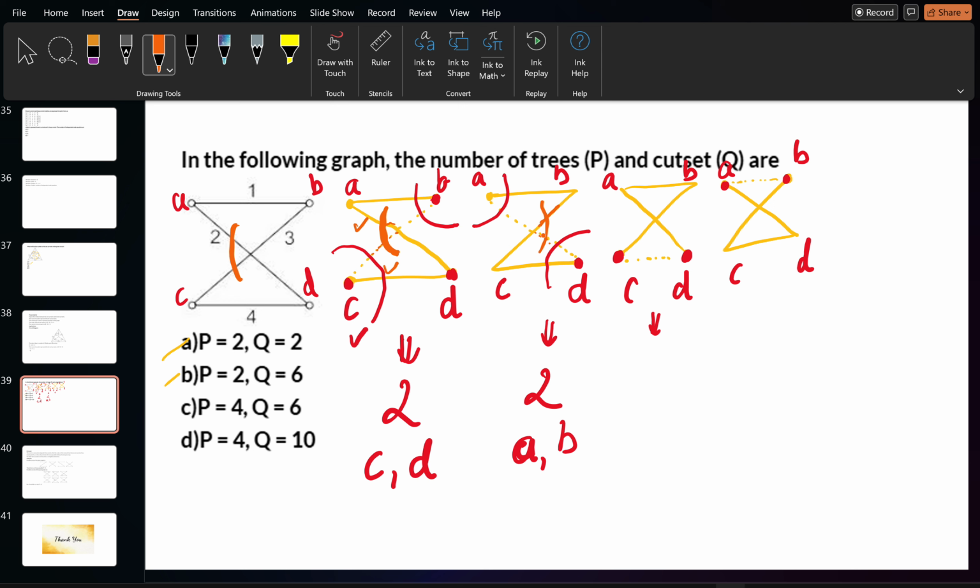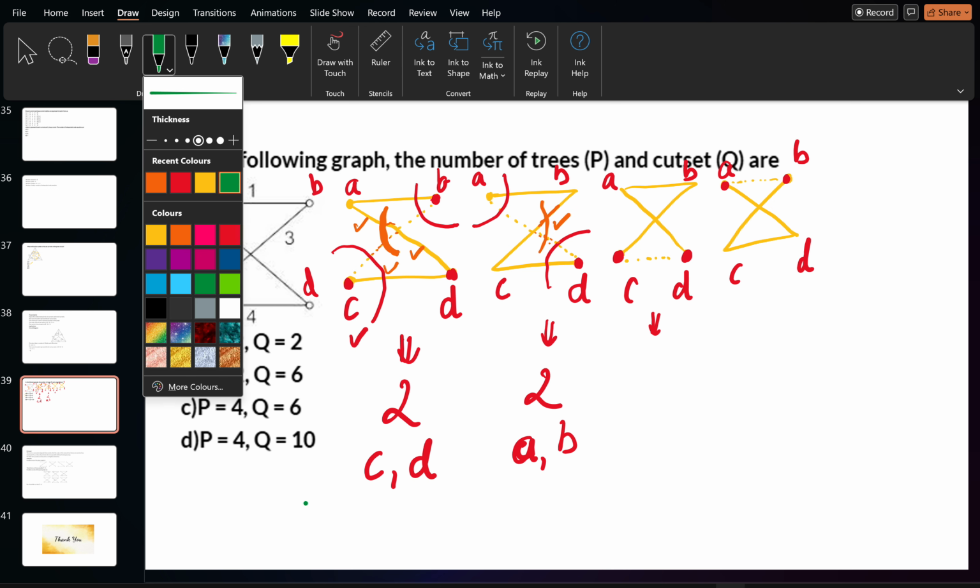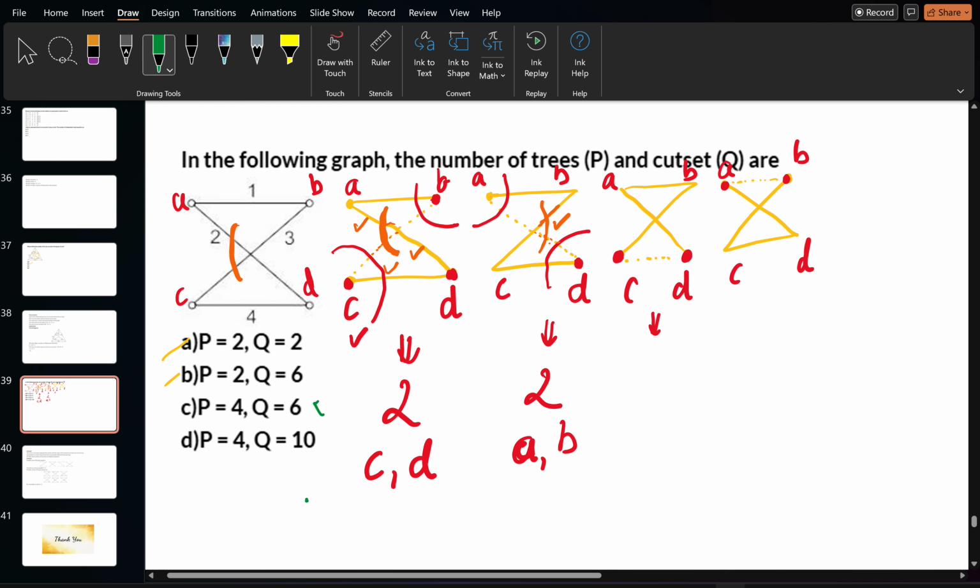One twig here, one link here. That's why two cut sets are possible, one here, one here. So that's why its count will be 6. So the correct option will come out to be option C. Any doubt?